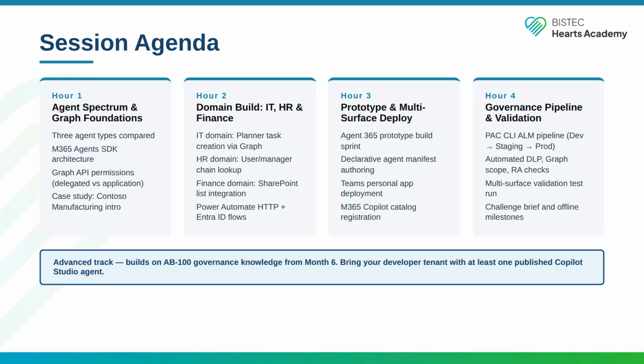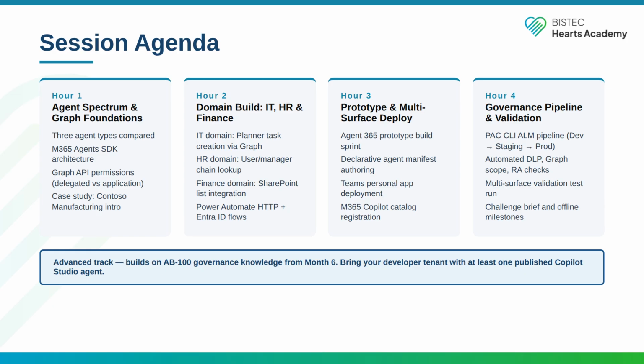Hour 3 is security pillar configuration. We work through each of the 3 security pillars: Intra for agent identity and conditional access, Purview for data loss prevention and retention, and Defender for real-time runtime threat detection. We finish Hour 3 with agent instance registration using the Agent 365 SDK.